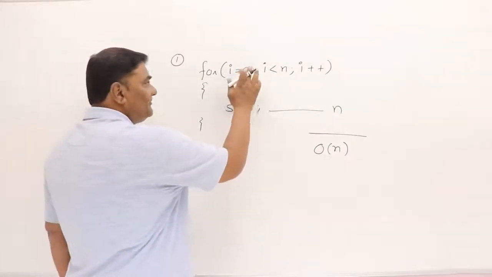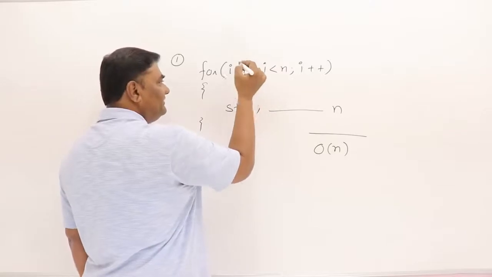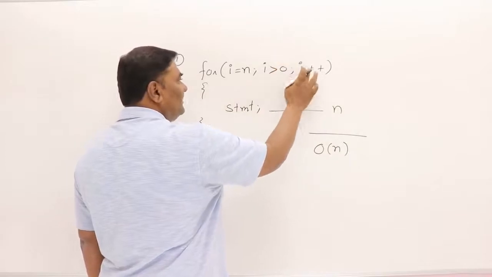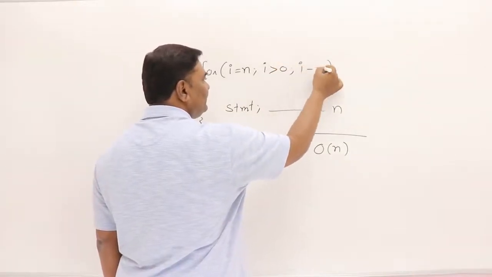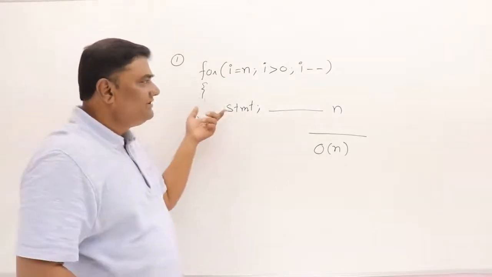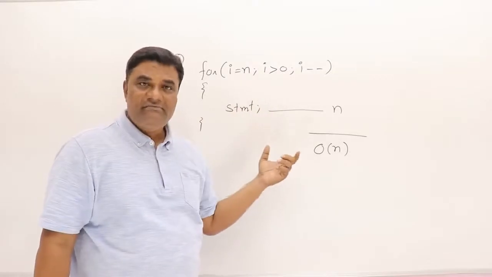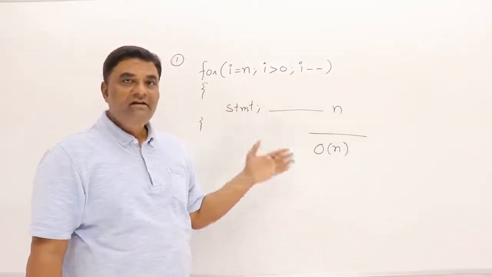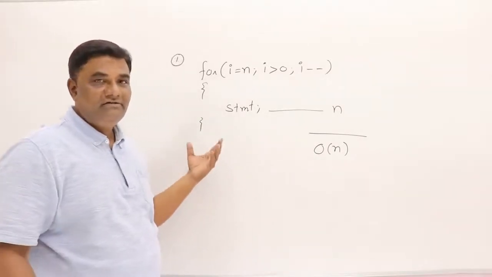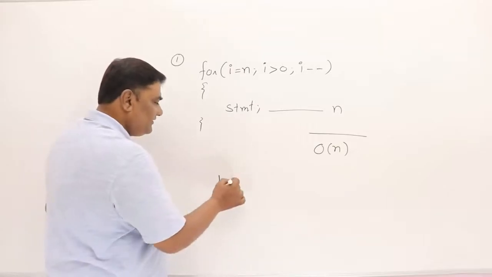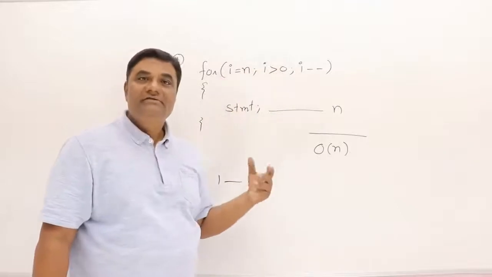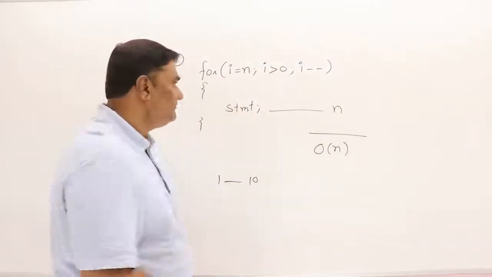Next, suppose this loop is starting from n and the condition is greater than 0, and this is getting subtracted, so this loop is decrementing. Then also this statement will execute for n times and it's order of n. Whether you go from 1 to 10 steps or come from 10 to 1, it is the same number of steps. So this is also order of n.